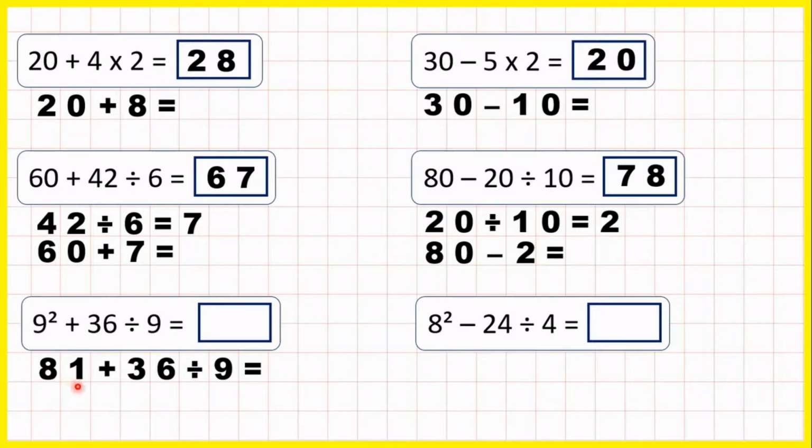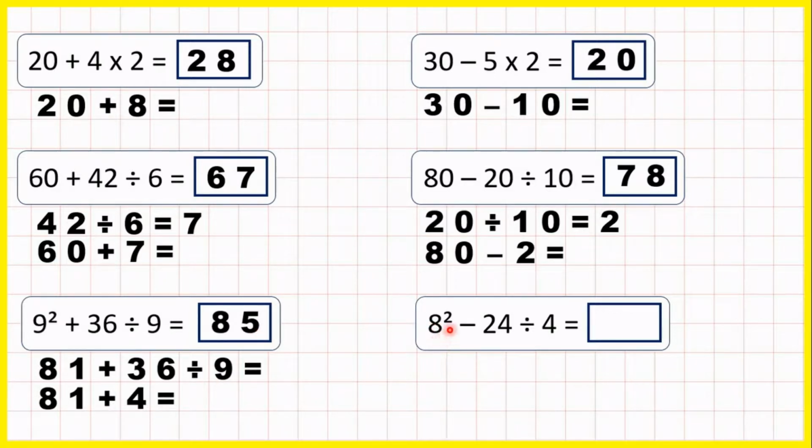So now we have 81 plus 36 divided by 9. But we always do division before we do addition, and 36 divided by 9 is 4, so we have 81 plus 4, which is 85.